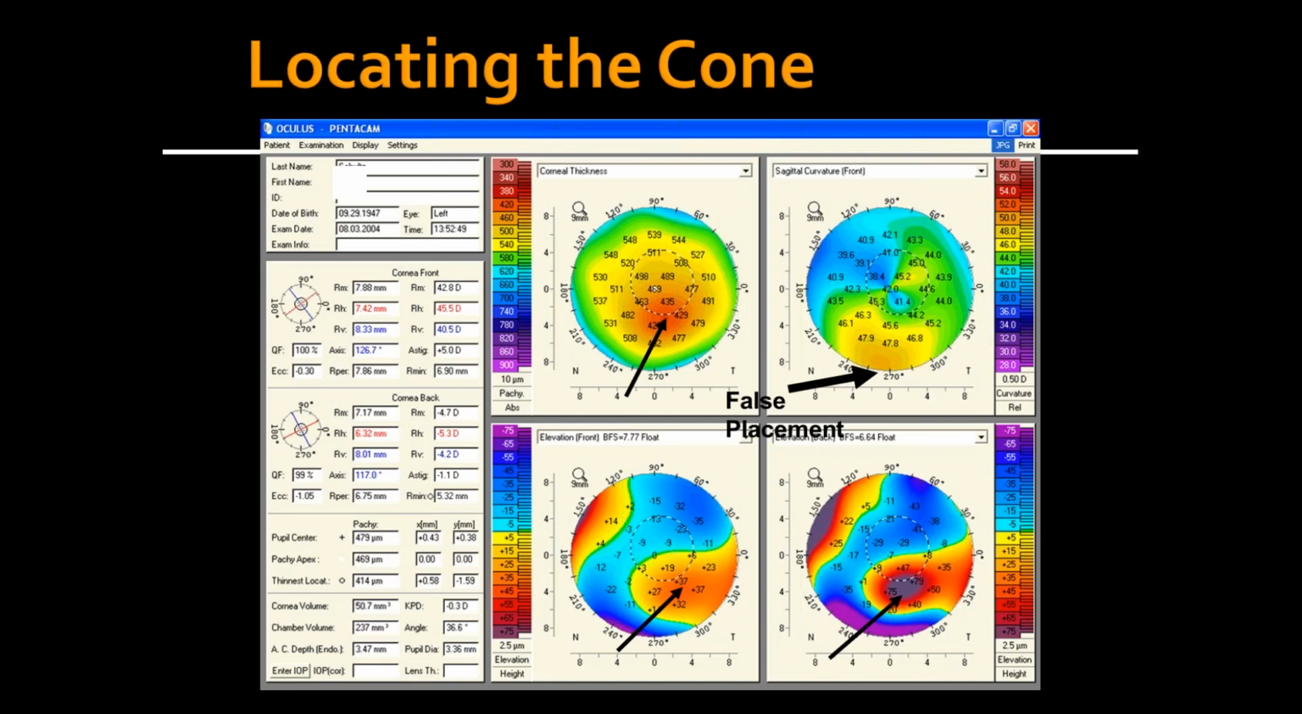What about locating the cone? So many of us who have been using Placido topography for so many years look and see that inferior steepening, and we think that's where the apex of the cone is.